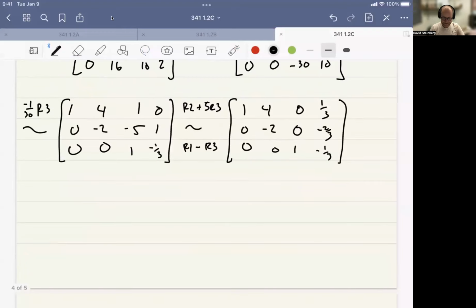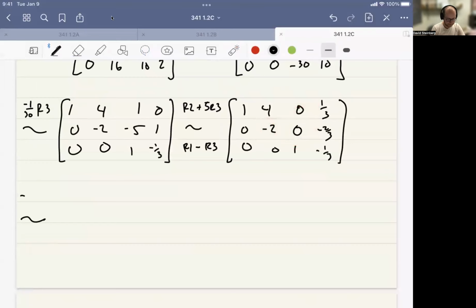I might need some more space. We're pretty close though, aren't we? So we've cleared off everything above here. So let's scale our next leading term. I think we'll be okay.